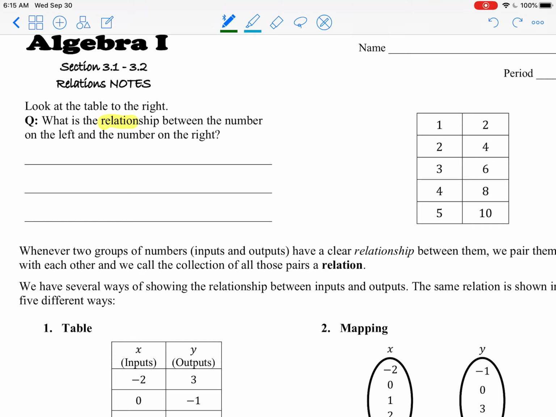So I would say, I didn't give you a whole lot of time to think there. I would say that the number on the right is double the number on the left, right? 2 is double 1. 4 is twice as much as 2. 6 is twice as much as 3. So on and so forth, all the way down. So let's write that. What is the relationship between the number on the left and the number on the right? The number on the right is double the number on the left. So that's the relationship. Number on the right is twice the number on the left. Double the number on the left.